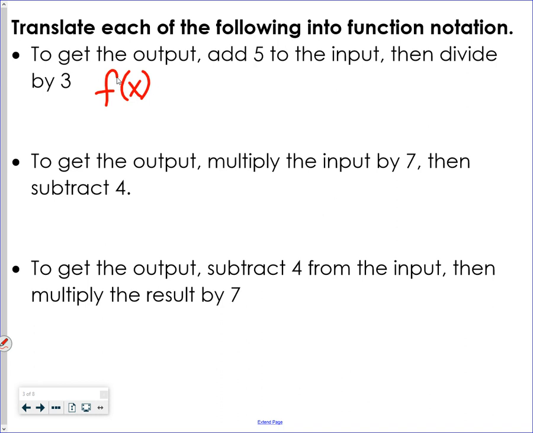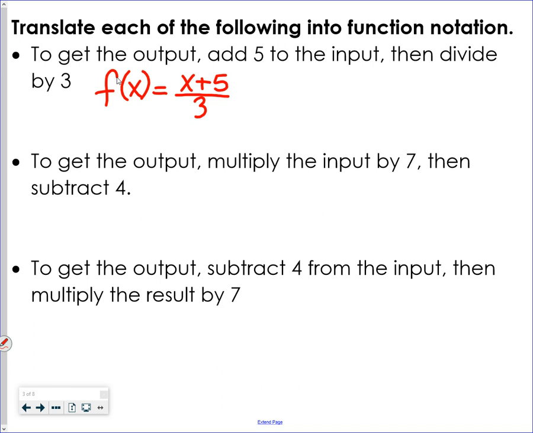But to get the output, add 5 to the input. So the way that I've written this, X is my input. I want to add 5 to my input. And then I want to divide that whole answer by 3. So the entire thing needs to divide by 3. You don't need to use parentheses around the x plus 5 as long as I've got that entire thing in a fraction. You could use parentheses if you wanted to.